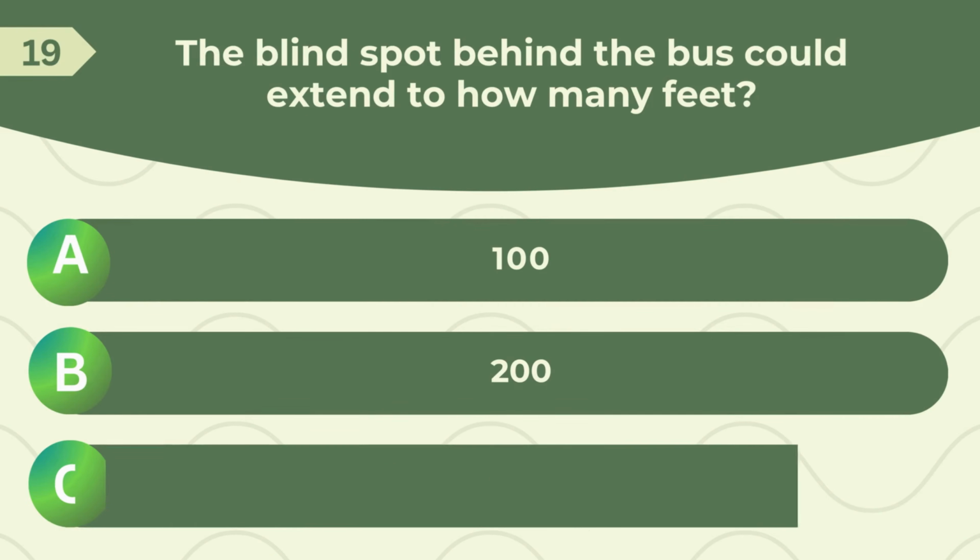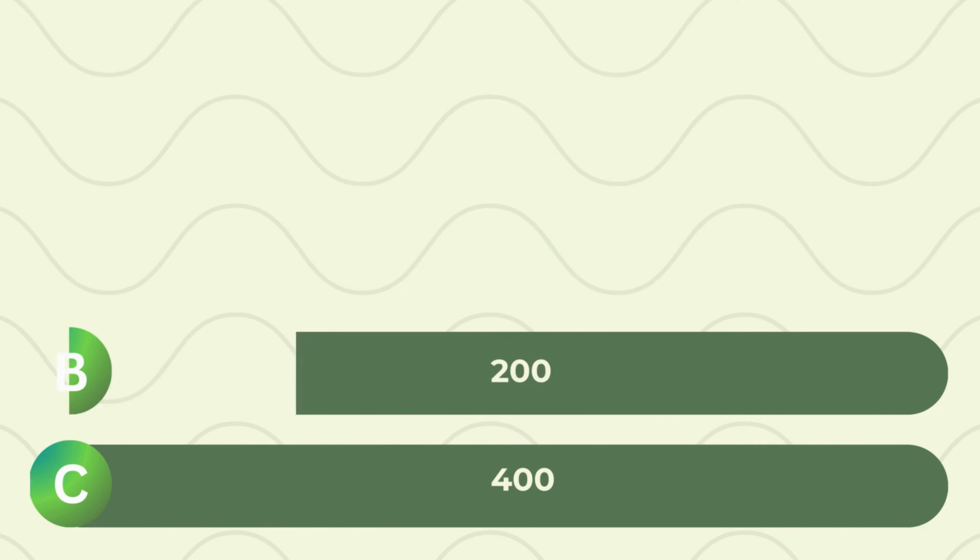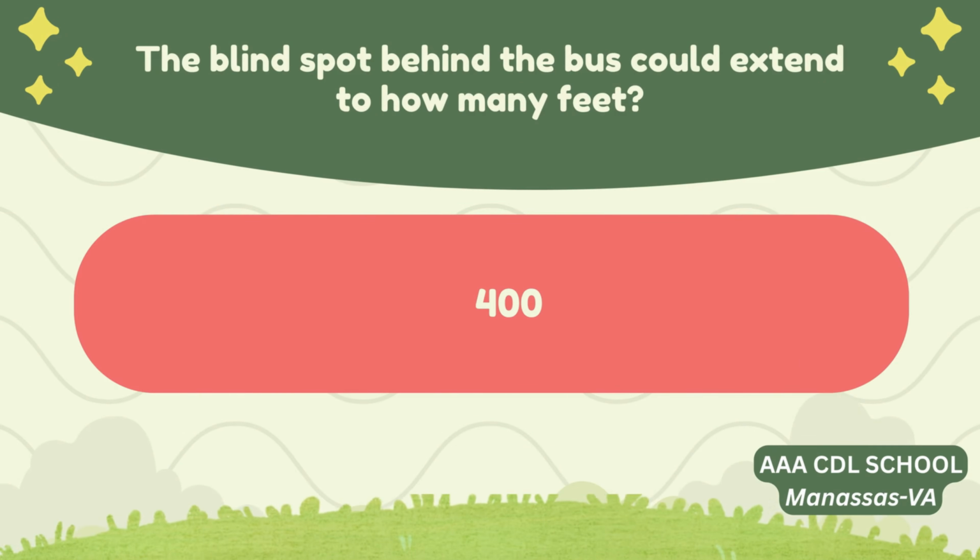The blind spot behind the bus could extend to how many feet? A. 100. B. 200. C. 400. Correct answer: 400.